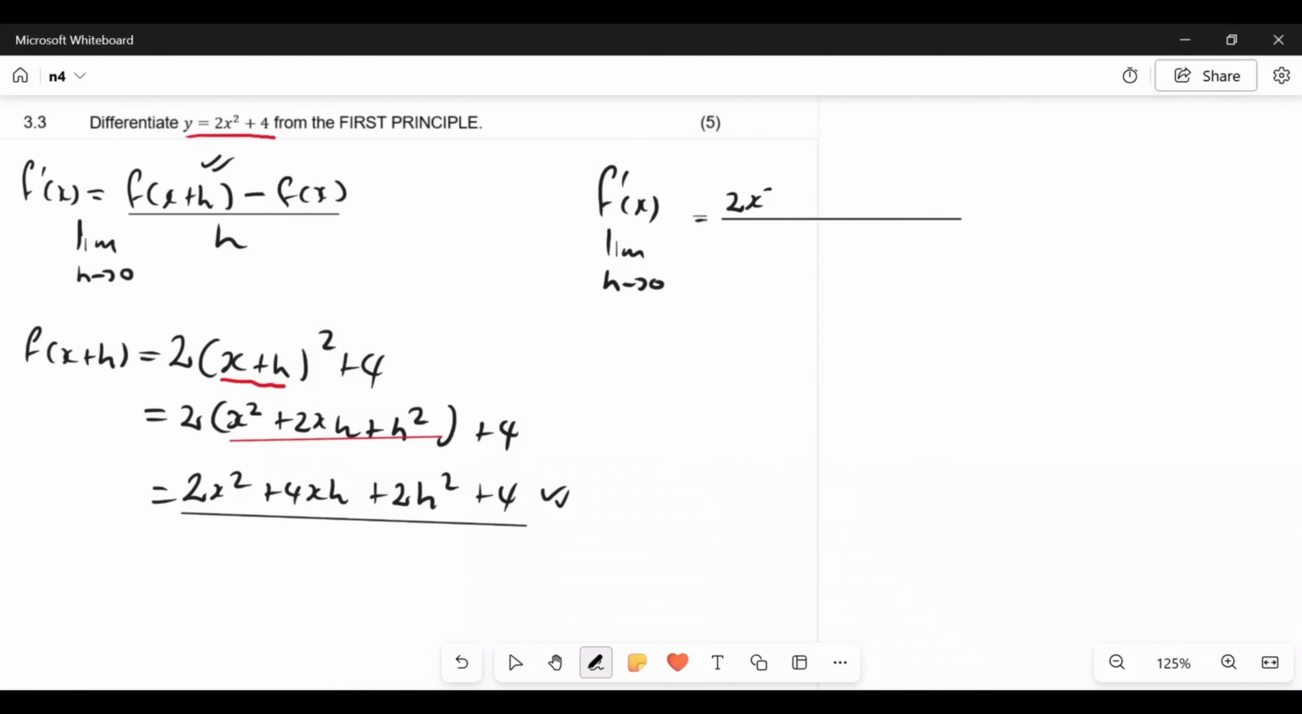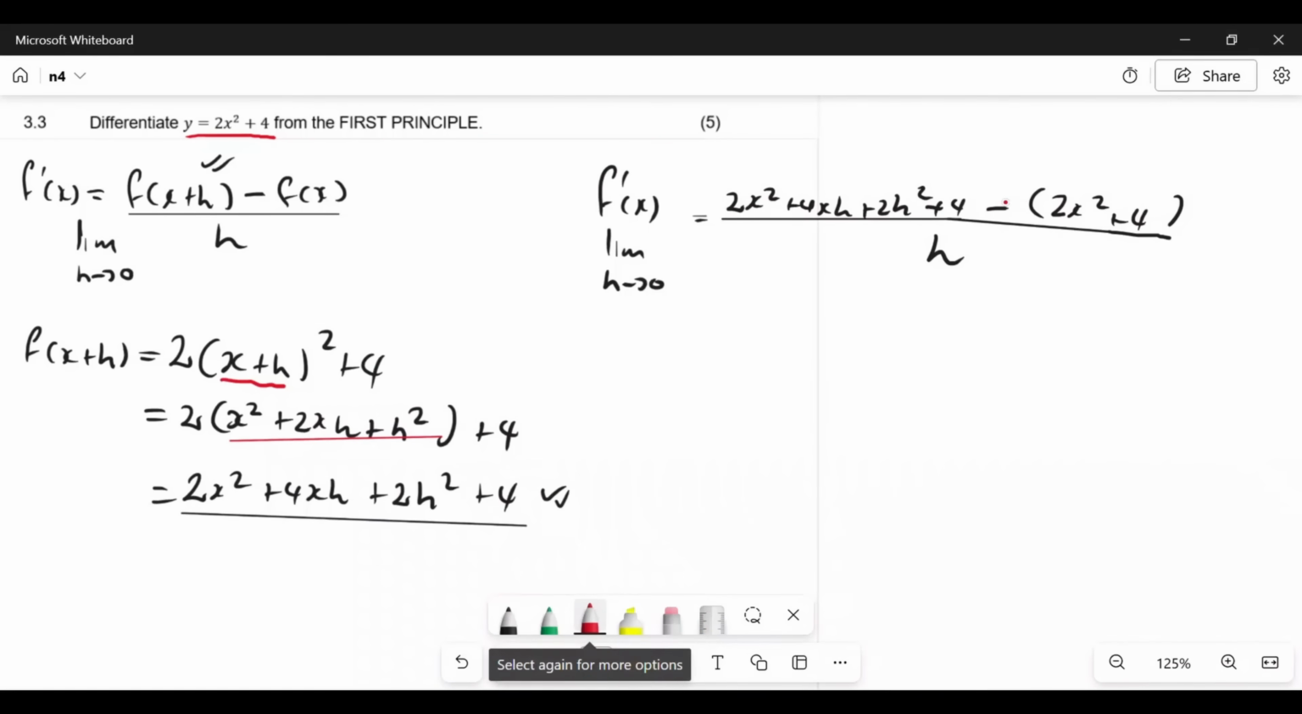We have 2x squared plus 4xh plus 2h squared plus 4. This is our f of x plus h. But let's not forget, this is minus f of x. But our f of x is our original equation, which is 2x squared plus 4. Then close the bracket, divide by h. Please do not forget to do this, because that's the common mistake that people make. With this negative here, they forget to include the brackets. Make sure that you include the brackets, because that negative is going to affect everything.